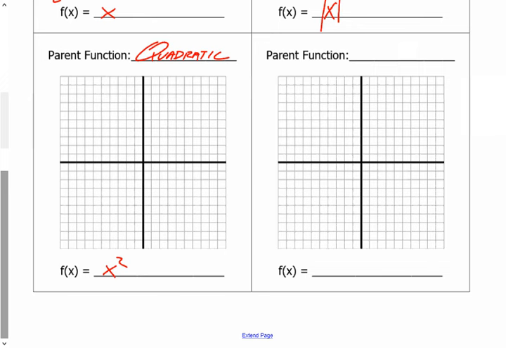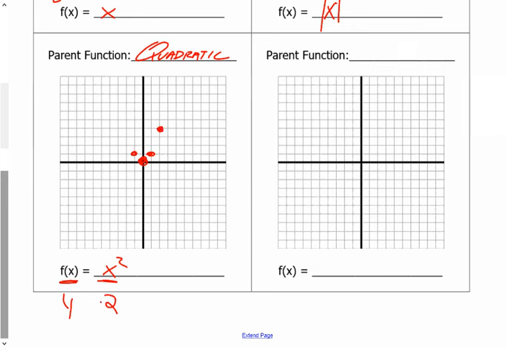And what did a quadratic function look like? Well, it started here at 0. And then my point, if I plugged in 1 for x, I would get 1 for y. So my next point is 1, 1. Now think about it. If I plug in 2 for x, what do I get? I get 4. So 2, 4 is right there.